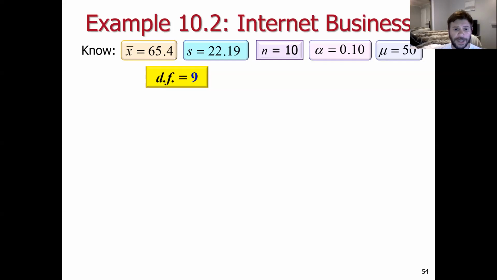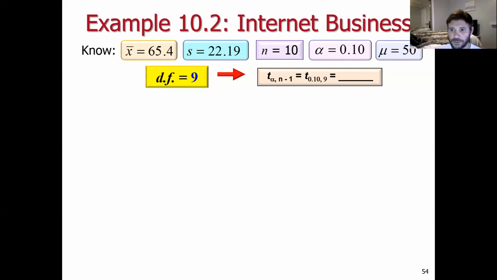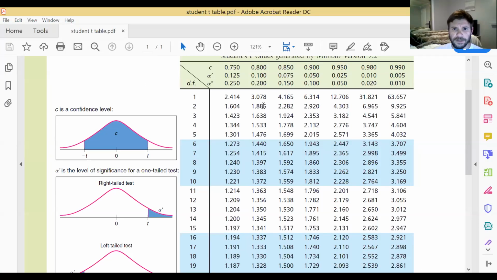So if we were to go to our t table now, we could figure out the associated t value here. So let's go ahead and do that. We're looking for the row where we have 9 degrees of freedom. And we're using now a 10% level of significance for a right-tailed test. So let's take a look at the t-table in this situation. Okay, here is what it looks like. And again, we are interested in a right-tailed test. So note this picture right here describes how we would run that right-tailed test. And we're looking for this alpha prime value.